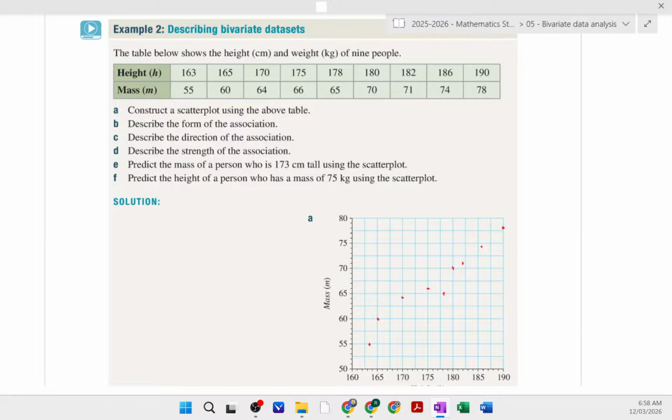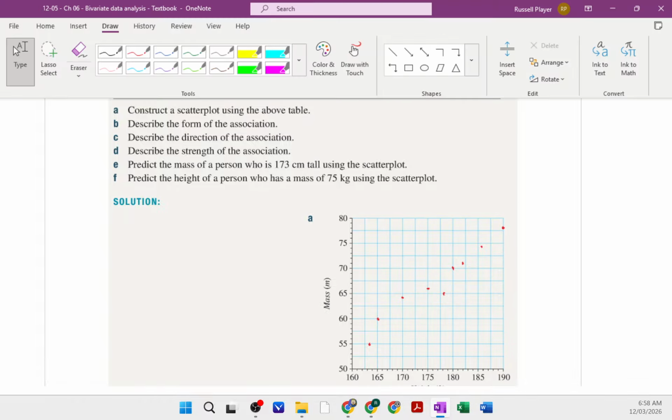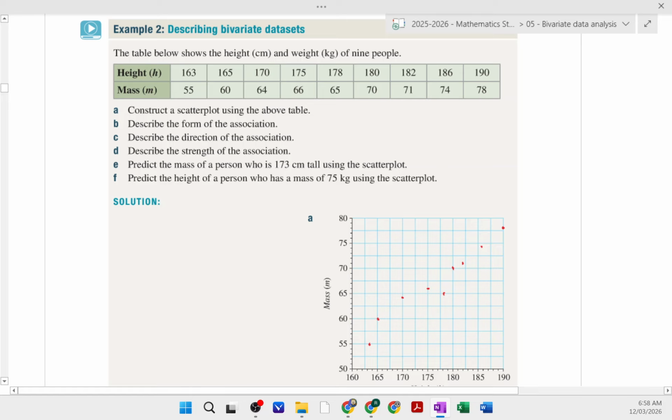So now the question is, describe the form of it. So describing the form, there were 2 different types of form. There was either linear or non-linear. If you look at that, if I were to draw a line through it, could I go through most of them? Not straight through most of them, but does it look as though it's almost a line? It's not going to be a perfect one, as opposed to a curve or something like that. This one, I would say, is definitely more in the linear form.